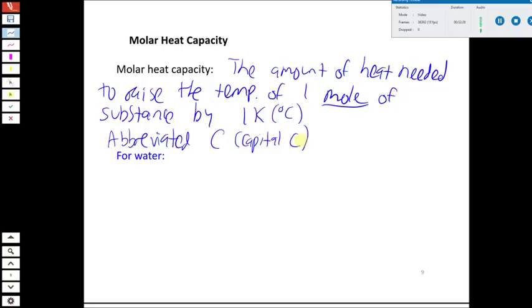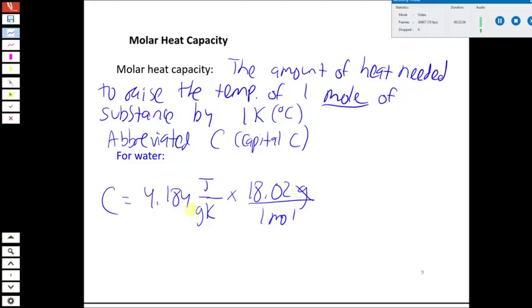So if we want to do molar heat capacity for water, we start with the specific heat capacity in grams, so 4.184 joules per gram Kelvin. If we want to convert this to a molar heat capacity, we just need to convert the grams to moles. I think we know how to do grams to moles now, or at least I hope you do. If you haven't taken the test yet, you should learn very soon. So it's going to be 18.02 grams in 1 mole. Grams cancel out, which gives us moles in the denominator, and that becomes 75.40 joules per mole Kelvin. So it's now moles in the denominator instead of grams.